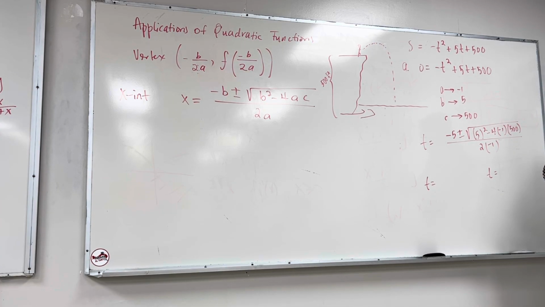Now, did you finish? Did you get the values of t? How much? Did everyone find the values of t? Just one number. What is it? 25 negative.